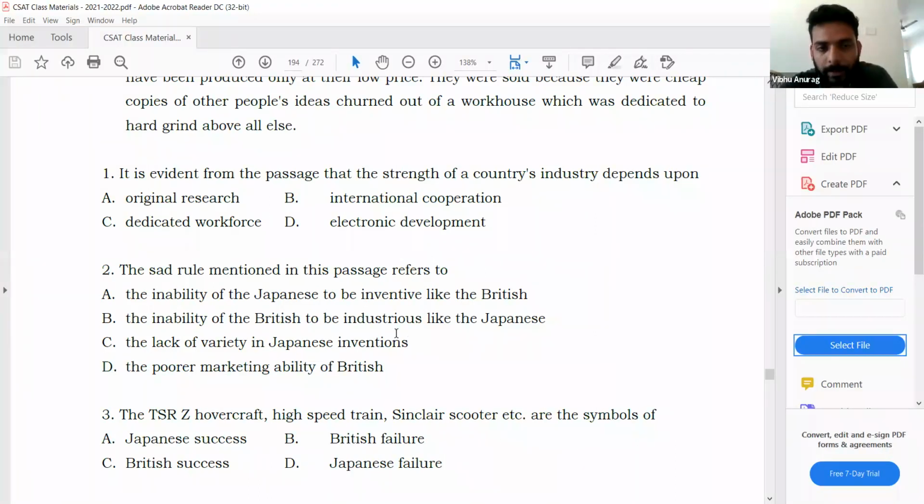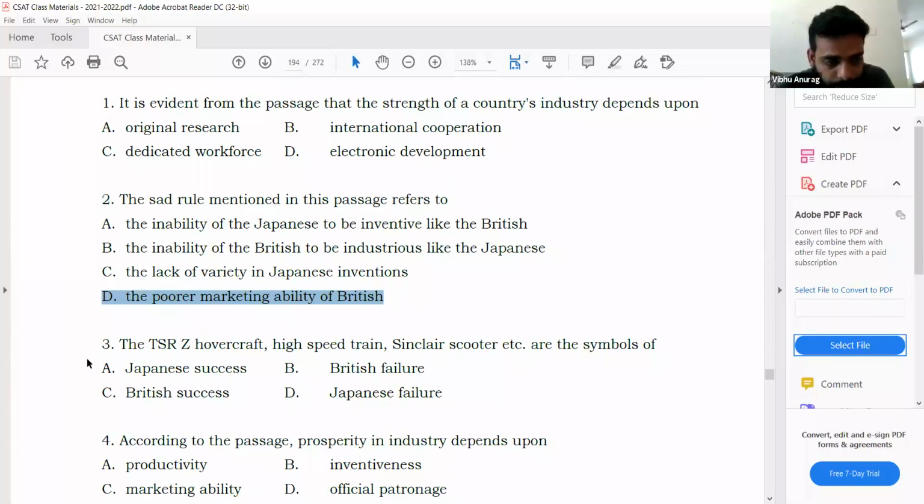D is the answer. And anyway, industrious means hardworking. The meaning of industrious is hardworking. So those of you who know, is it true that the Britishers were lazy? Is the passage saying that they were not hardworking? No, right? They're not saying that the Britishers were not hardworking. Just that they were not able to exploit what they invent. So the correct answer will be D, the poorer marketing ability of British. That is the answer for the second question.